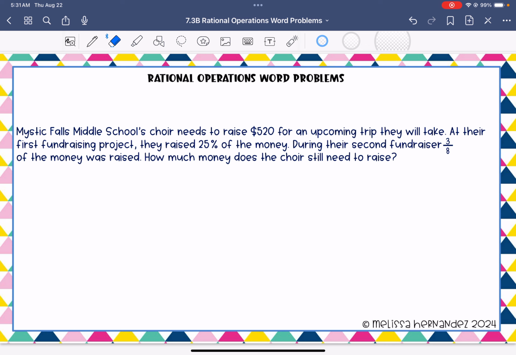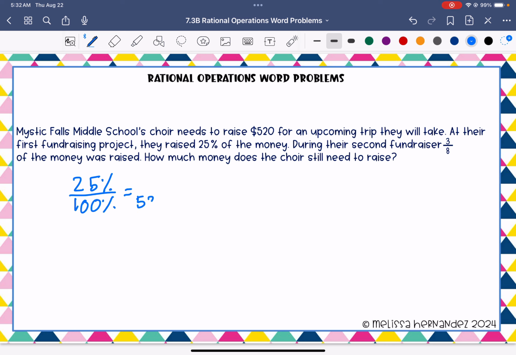Well, if you remember, percent is out of 100. So it's 25%. We'll set up a proportion. 100% is 520. And we want to know what 25% is. And so when we divide the left side by 4, we get 25. So that means we want to divide the right side by 4. We want to keep equivalent ratios.